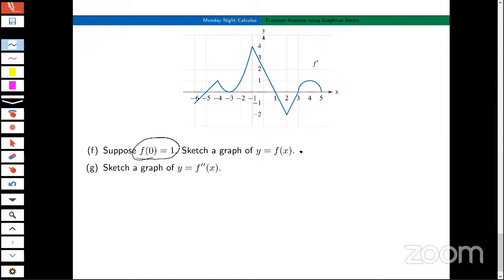Once you answer part F here, you should also ask your students to look at the relationship between these two graphs, f and f prime, and see if it makes sense. And even the relationship between this given graph, f prime, and f double prime, and make sure that those relationships make sense. Great question, bringing in, I think, a lot of different calculus concepts.